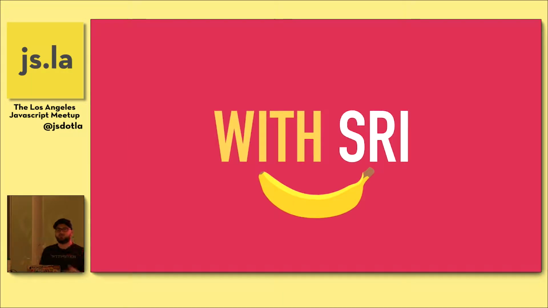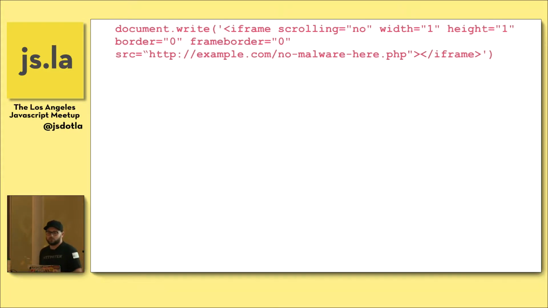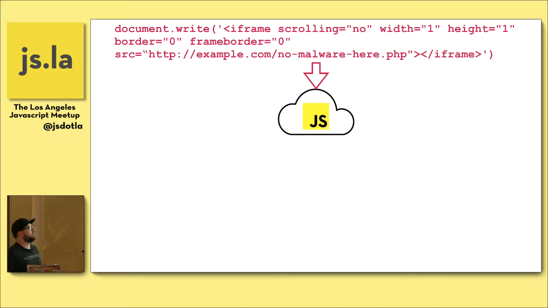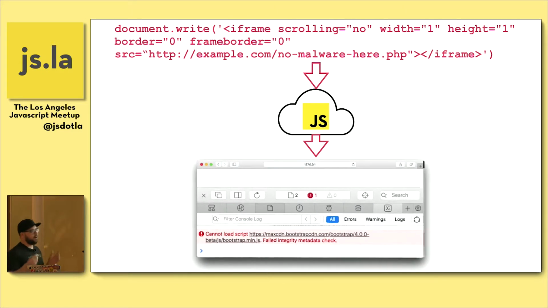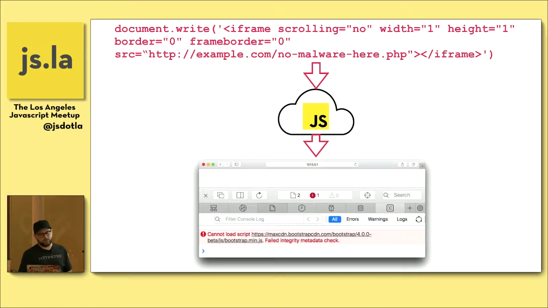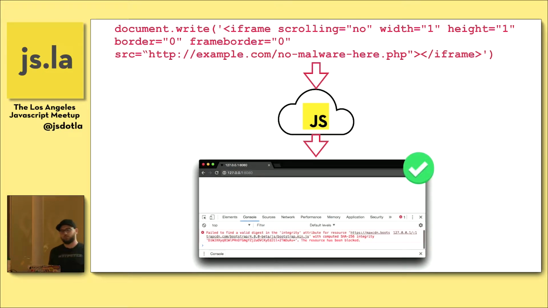So let's continue with some visualization. So let's take a look with SRI. So let's take this hypothetical malware and inject it into a JS file on a public CDN. Now with SRI enabled, Firefox, Safari Tech Preview 11.1, and Chrome will successfully block the malware from executing.